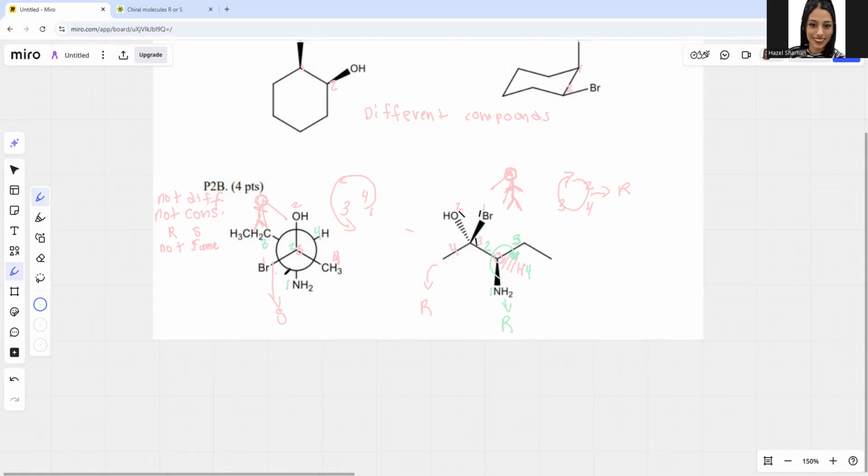So let's go ahead and do it. 1, 2, 3. That's counterclockwise. This configuration is an S. So S, the opposite is R. S, the other one is R. These are complete opposites, so we know they're not diastereomers. Oh, this is getting really laggy. I'll end it after this one and make another video. And so we know these are enantiomers.